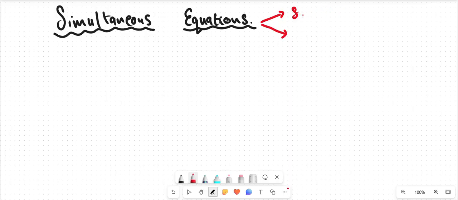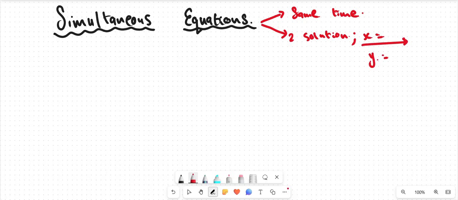So rather, let me write "same time," right? So remember again, we have two equations with two different unknowns. So we should be coming up with two solutions, right? One for each unknown. So where x is equal to something and where y is equal to something. So these are what we call simultaneous equations.